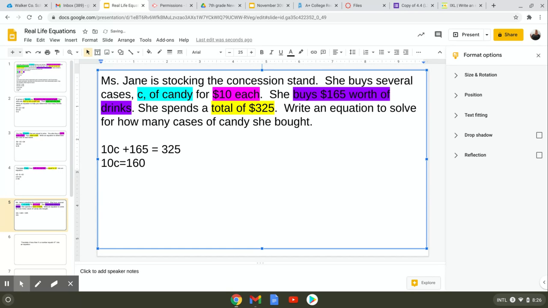Then we're going to divide both sides by 10. And that will leave us with C is equal to 16. So she bought 16 cases of candy. So 16 times 10 would be 160. And 160 plus 165 is equal to 325. So we know that our answer is correct.